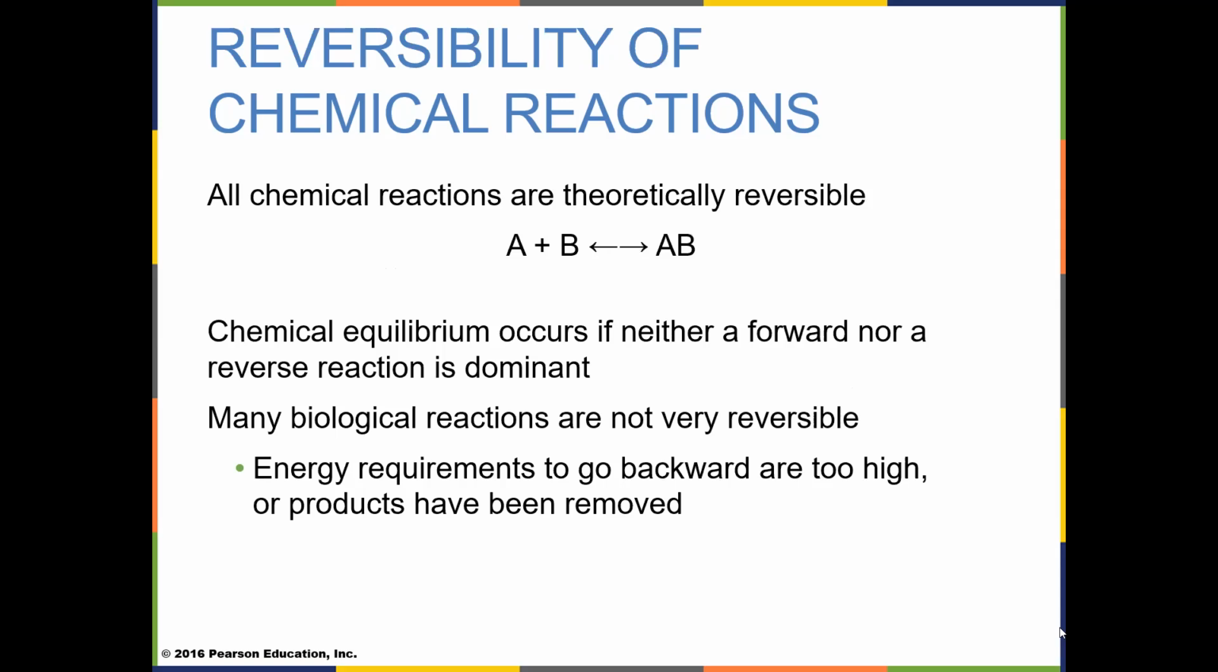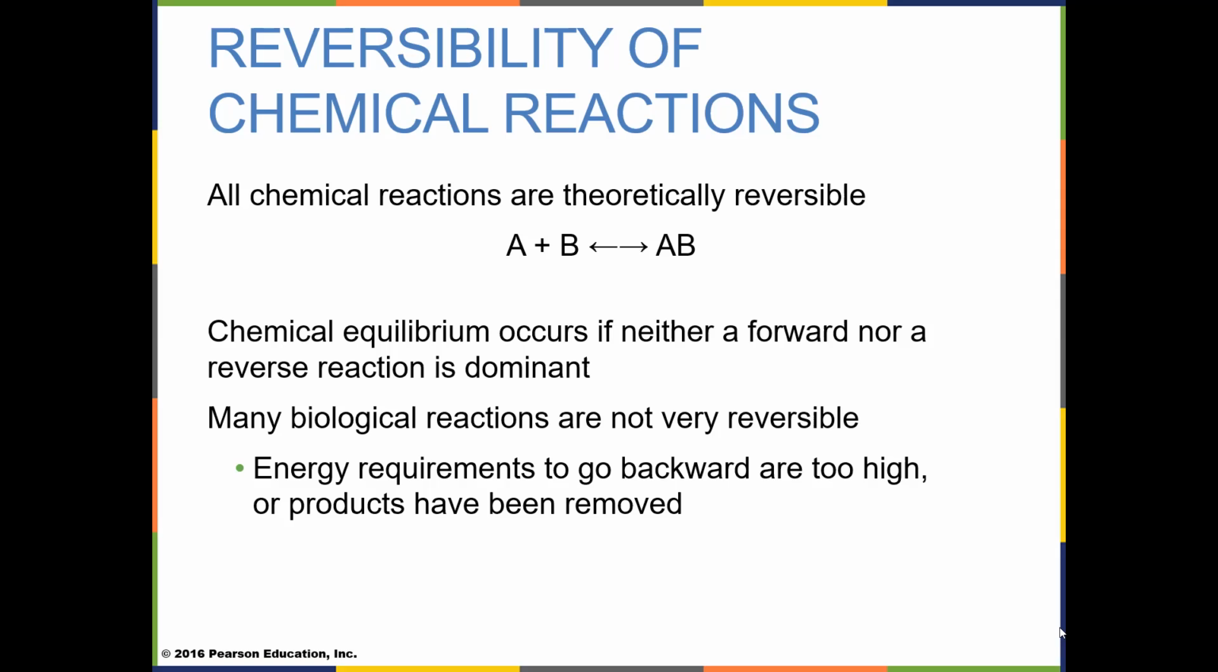Now, a chemist will tell you that chemical reactions are reversible. I know we got into this the other day. Chemical reactions are reversible because the reactants can become the products and the products can become the reactants. Well, that's true to some extent, theoretically, in a chemical laboratory. But if you can't go backwards, that's more of the reality in the human body.